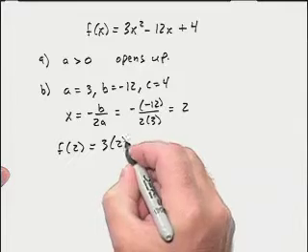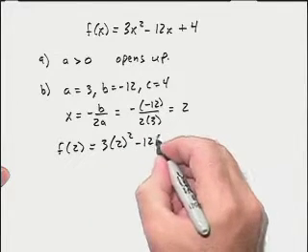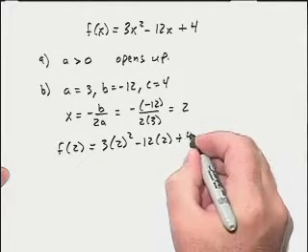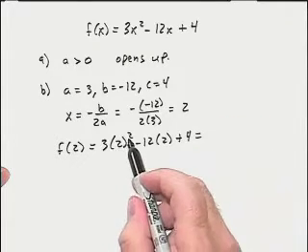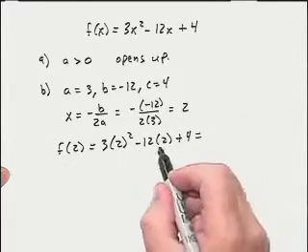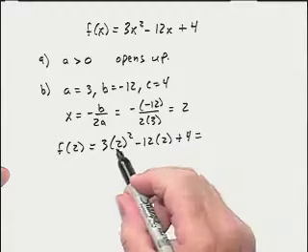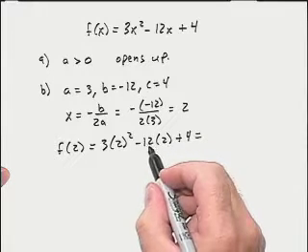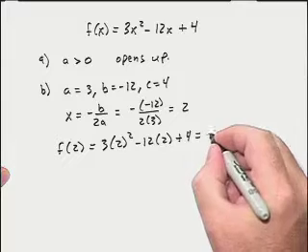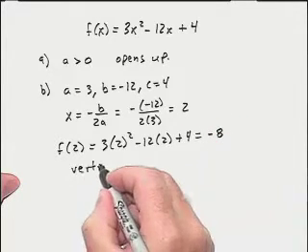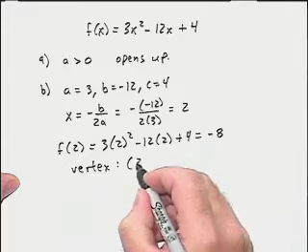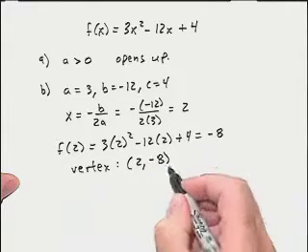That's 3 times 2 squared minus 12 times 2 plus 4. 2 squared is 4. 4 times 3 is 12. 12 times 2 is 24. 12 minus 24 is negative 12. And negative 12 plus 4 gives us negative 8. So the vertex is 2, negative 8.